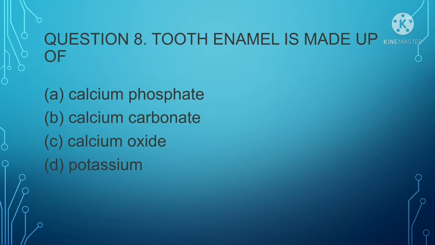Question number 8. Tooth enamel is made up of. Our tooth is coated by the hardest substance in our body, which is called enamel. So here the question is, tooth enamel is made up of. Options: calcium phosphate, calcium carbonate, calcium oxide, and potassium. As you know, our tooth is made up of calcium as well as phosphate. So that is why the correct answer for this is option A, that is calcium phosphate.